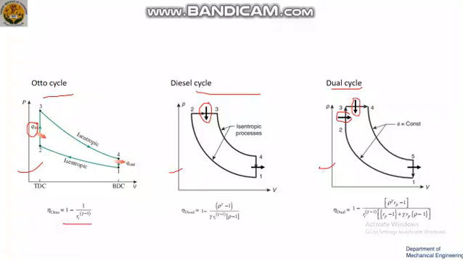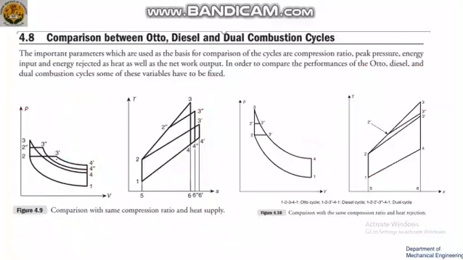And also we have derived the air standard efficiency for Otto cycle, diesel cycle, and dual cycle respectively. So we can compare these three cycles with the PV diagram. What we do is we keep the compression ratio and heat supply constant. You can see here 1 to 2 is constant for all the three cycles.